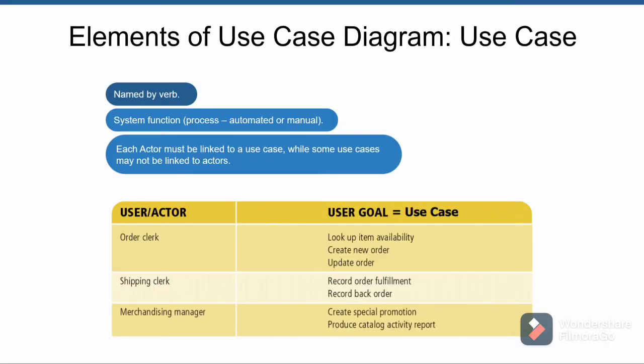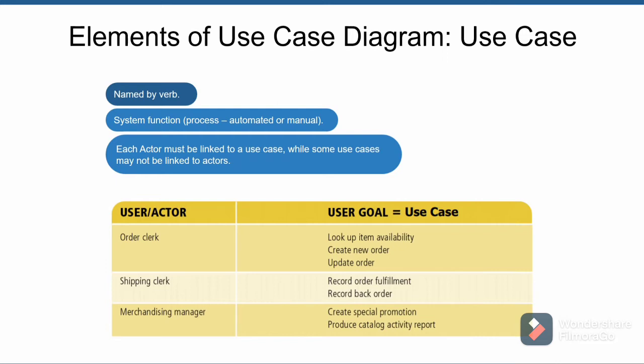Elements of use case diagram. The use case. It is named by verb. System function, process, automated or manual. Each actor must be linked to a use case, while some use cases may not be linked to actors. Here are some examples.